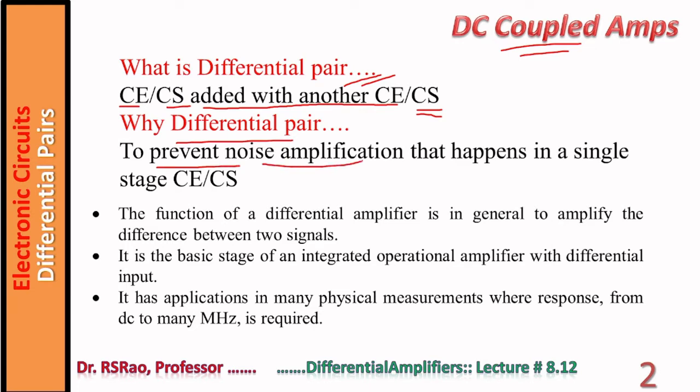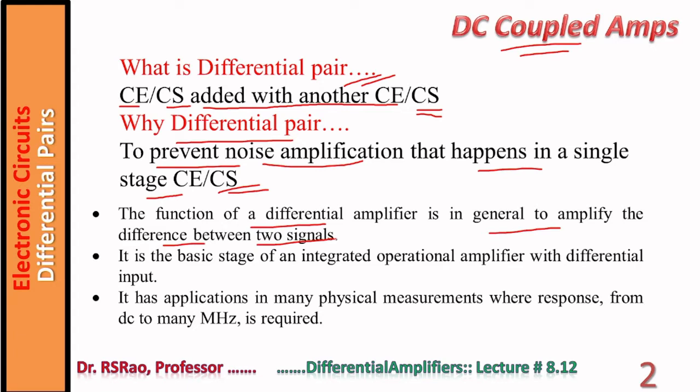Why differential pair? To prevent a noise amplification that happens in a single stage CE or CS. The function of a differential amplifier is in general to amplify the difference between two signals. Notice why it is called a differential amplifier. Its functioning is it accepts 2 inputs, it subtracts one from the other, amplifies the resultant, and gives it as the output.